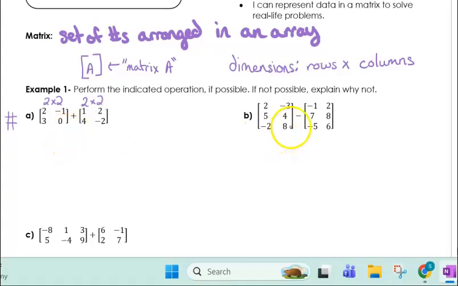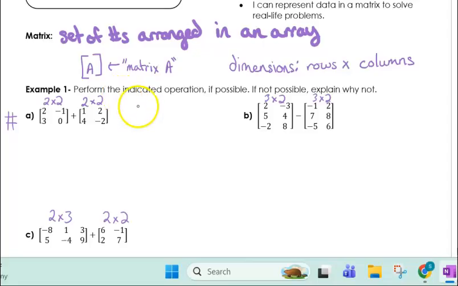Let's look at B real quick. This one has 3 rows and then 2 columns. You do rows first, so 3 by 2. This would also be a 3 by 2. Down here on C, this one has 2 rows and 3 columns. So remember, rows first, so 2 by 3. And then this is a 2 by 2.